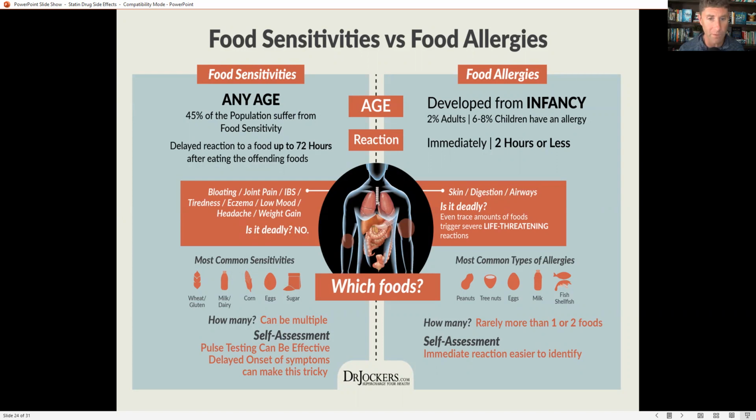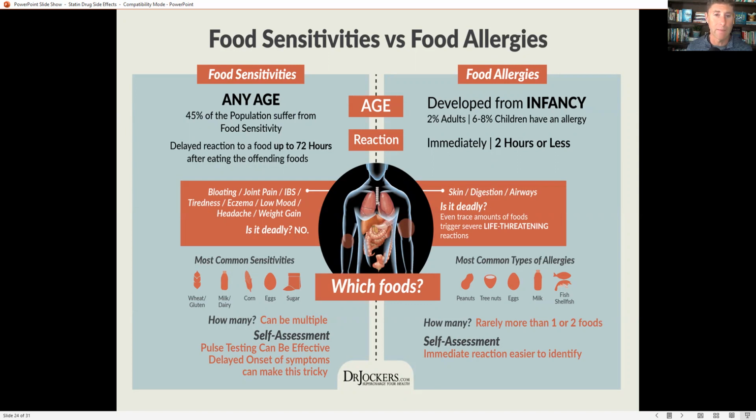Most common food sensitivities are things like wheat, gluten, dairy in general, corn, eggs. Of course, sugar is a common one. In some cases, nightshade vegetables like tomatoes, peppers, potatoes, eggplant, that's all in that nightshade family. Tree nuts, so just nuts in general, can be a common food sensitivity. Coffee can be a common food sensitivity. So these are all things to look out for.